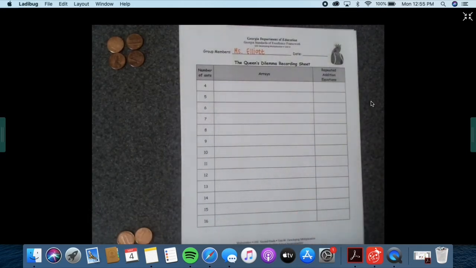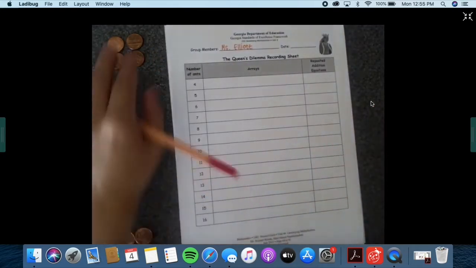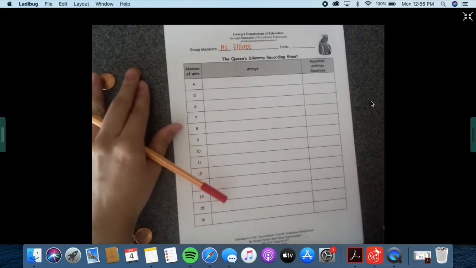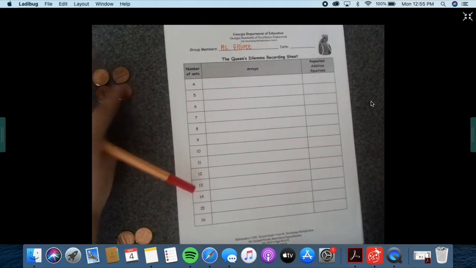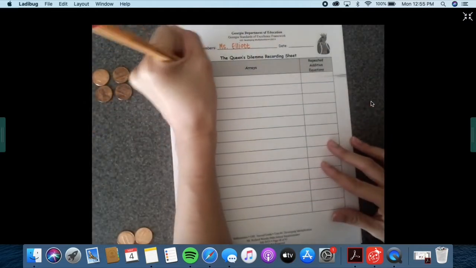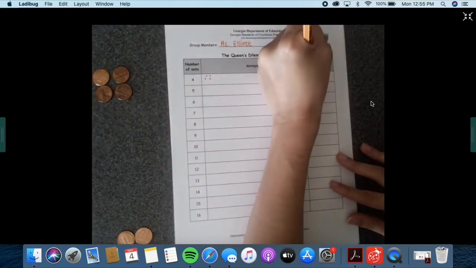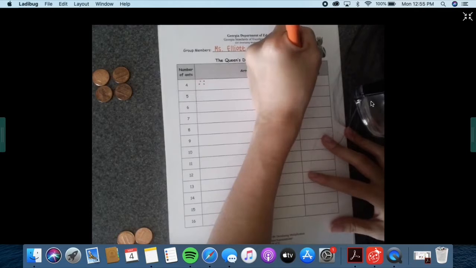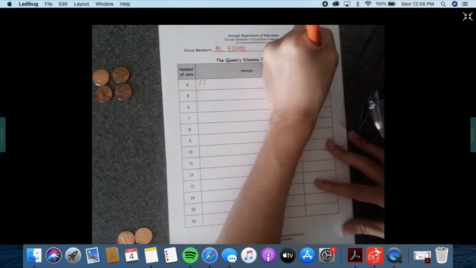So looking at my sheet, I see that the number of ants that the queen wants to arrange first is 4. So I see that you can do 2 rows and then have 2 columns. So it would look like this. And my equation would be 2 plus 2 is equal to 4.